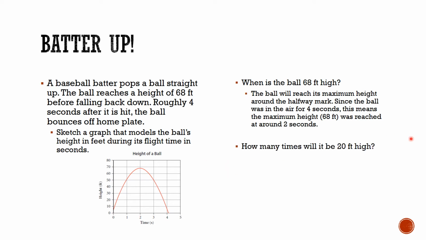How many times will the ball be 20 feet high? So look at this graph. This is 20 feet. If you drew a horizontal line, you could see that you hit this parabola twice. You hit it here, and you hit it here. So it's twice, on the way up and then on the way back down.